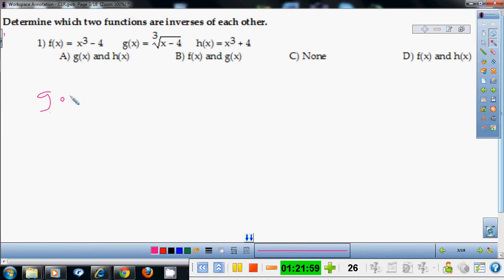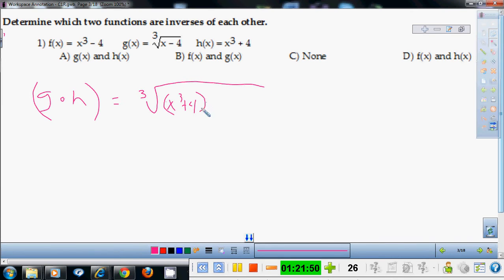So I'm going to do it the composition way. First off, g of h: cube root of x cubed plus 4, minus 4. I just plug the h of x function into g of x. So what happens first? What's going to happen first here? That's right, the 4's cancel. Minus 4 plus 4. You're left with the cube root of x cubed. What happens there? X. So far so good, or have we had a speed bump?